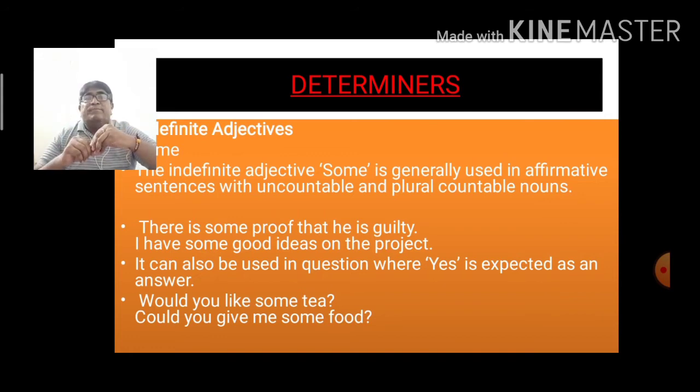Now next, I have some good ideas on the project. Ideas are in plural form, that's why we have to use some. It can also be used in a question where yes is expected as an answer. Would you like some tea? The answer would be yes. We are expecting the answer to be positive. Right? Could you give me some food please? Here there is definitely a positive answer from the person.